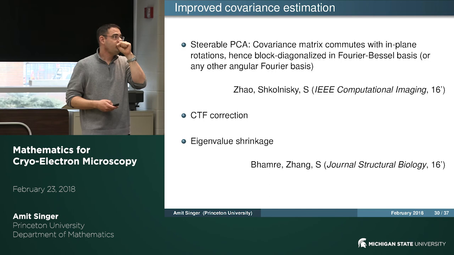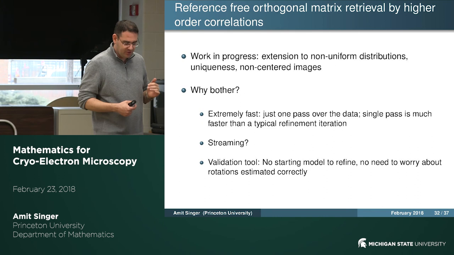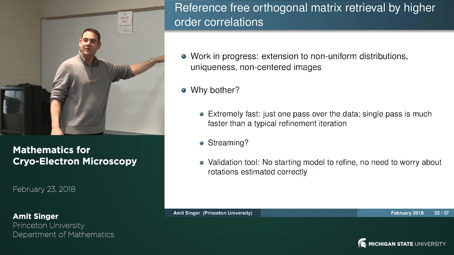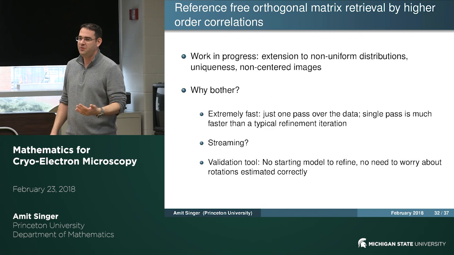what we're trying to do now is to do it completely ab initio by going even to higher order, just like we did for the bispectrum in 1D. You can also try to correlate three frequencies, multiplied by another frequency, and average over the group SO(3), and from this get the structure.